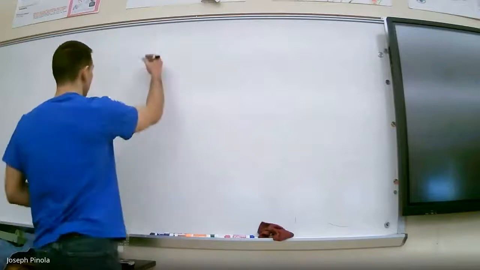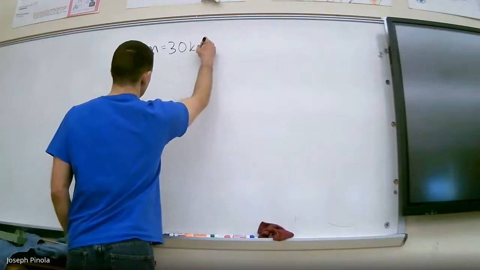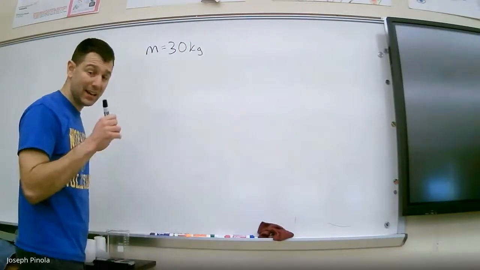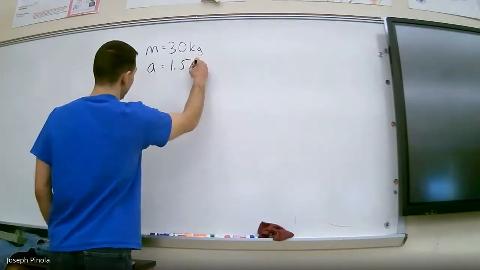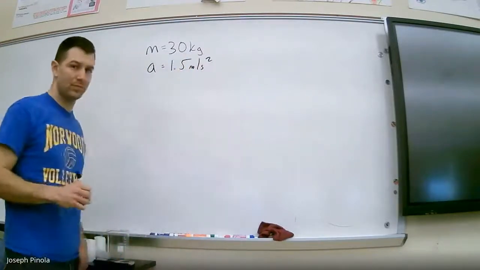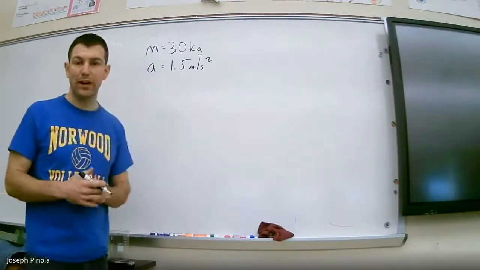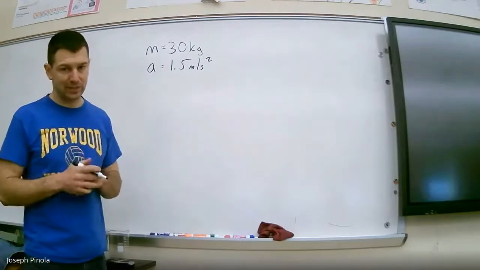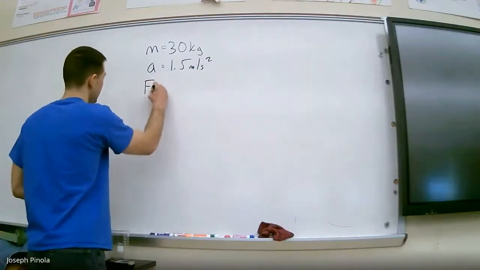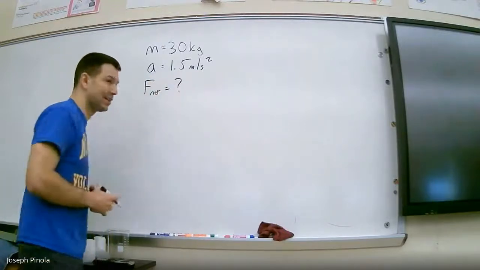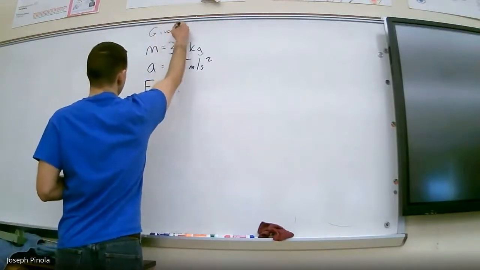Let's say that we are told that the mass of an object is 30 kilograms, and that the object has an acceleration of 1.5 meters per second squared. In other words, the object is going to increase its speed by 1.5 meters per second each second. This time we're asked to find the net force that acts on the object. And these are our givens in step 1.